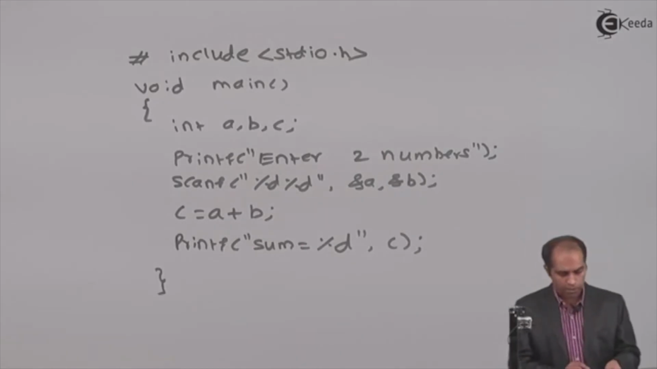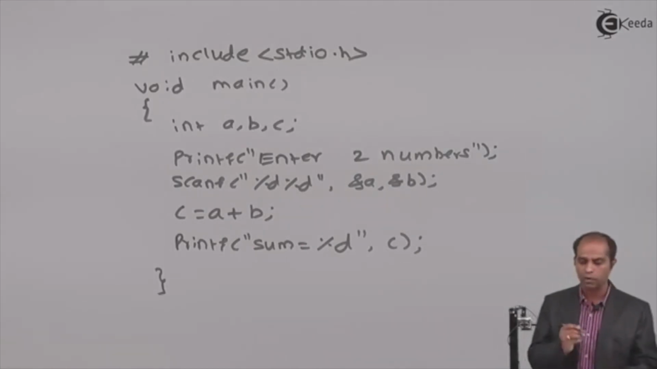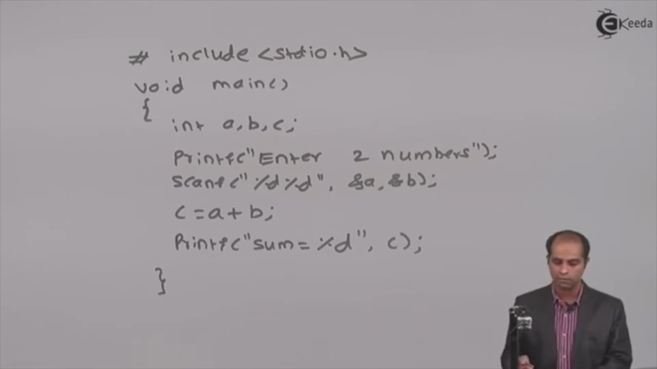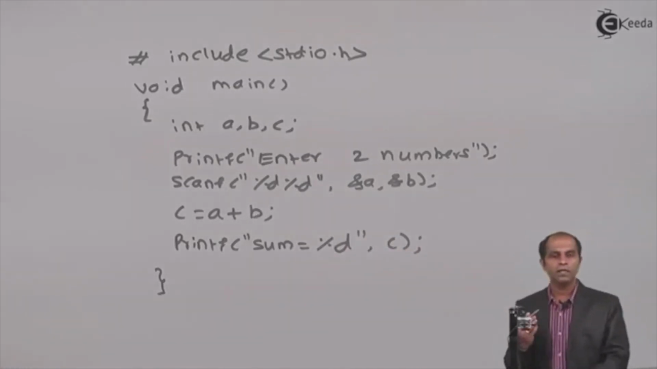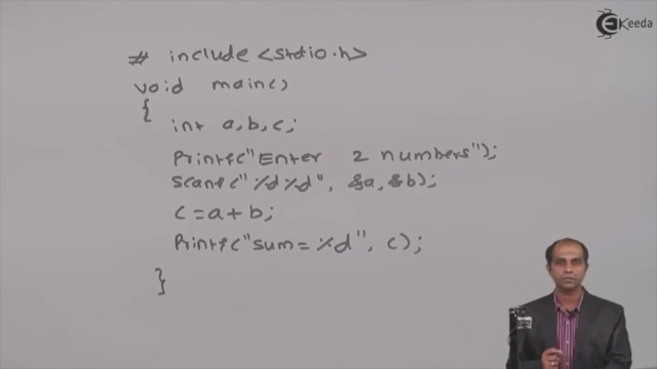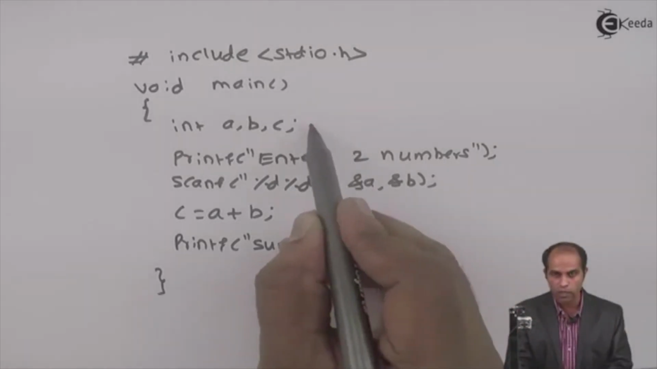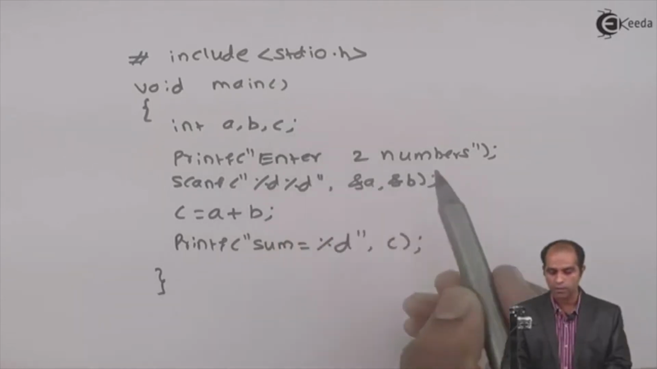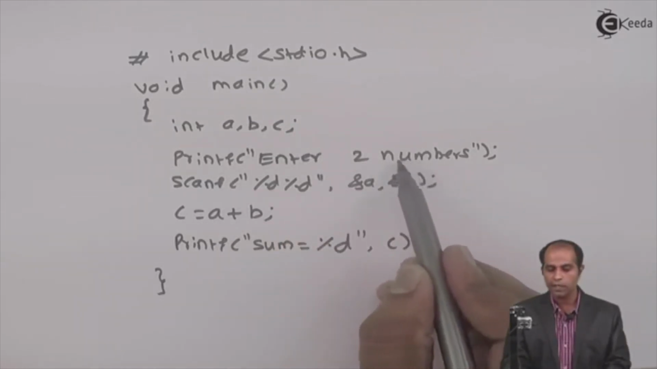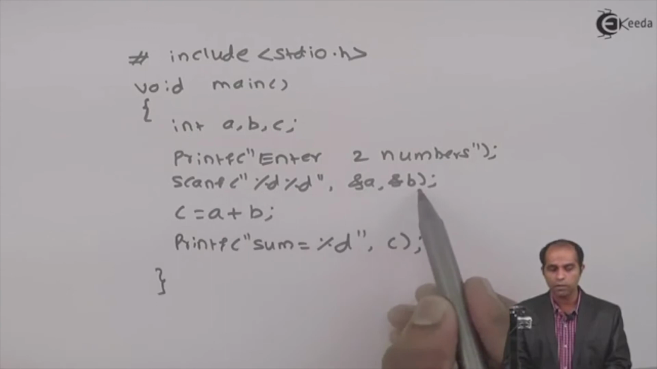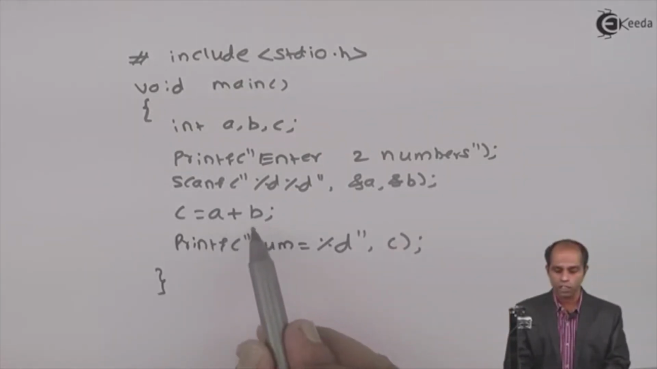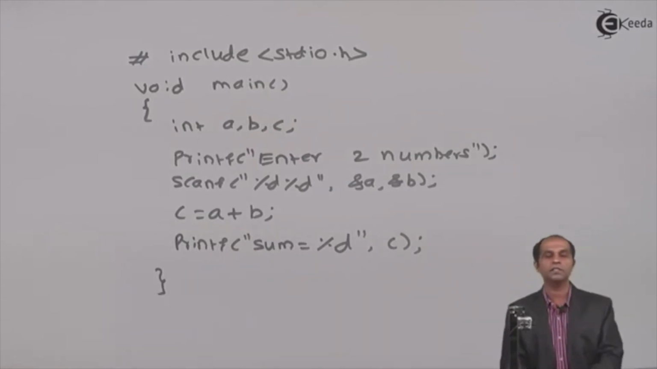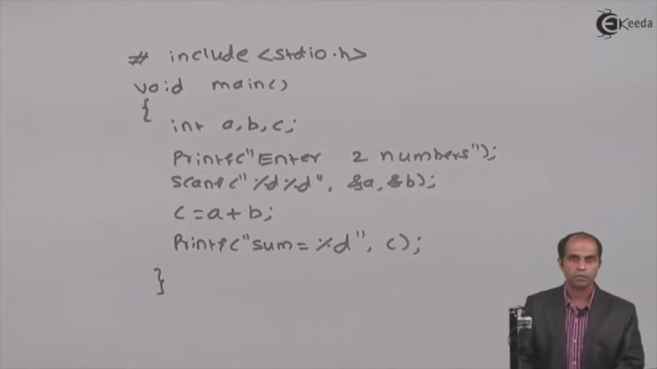So a program is nothing but purely a collection of instructions. Let's count these instructions. How many instructions do I have? 1, 2, 3, 4, 5. My program is a collection of 5 instructions, of which the first one is a declaration instruction. The second one is a data output instruction. The third one is a data input instruction. The fourth one is an arithmetic instruction. And the last one is a data output instruction.